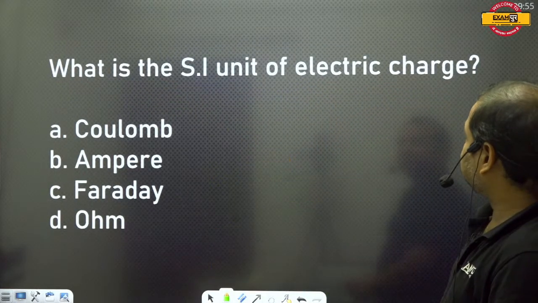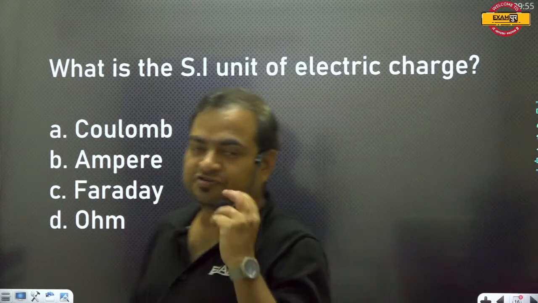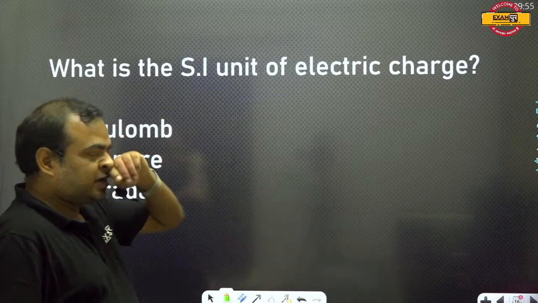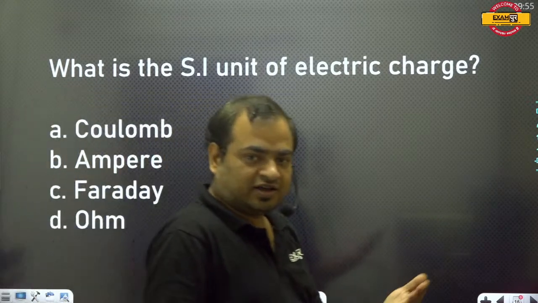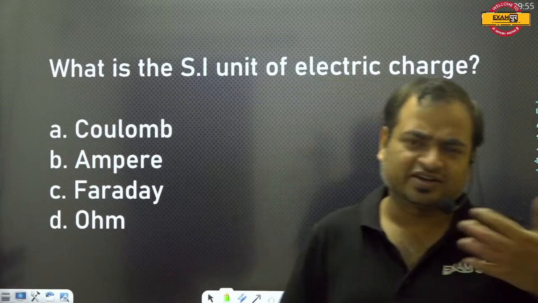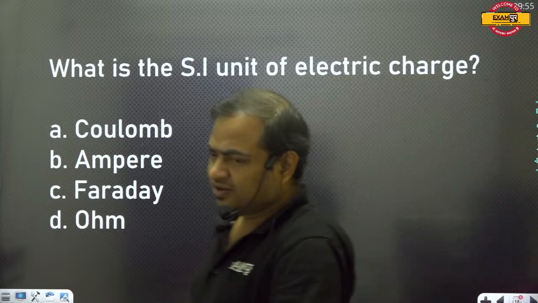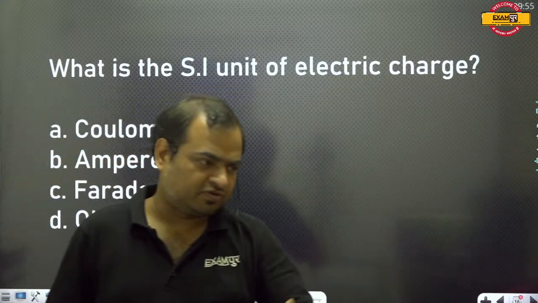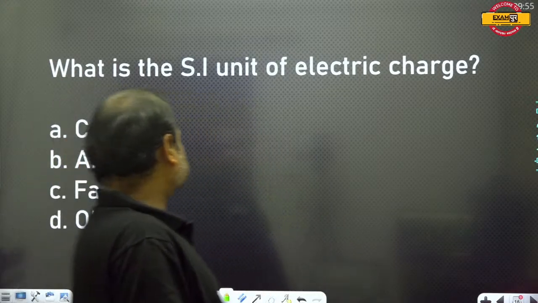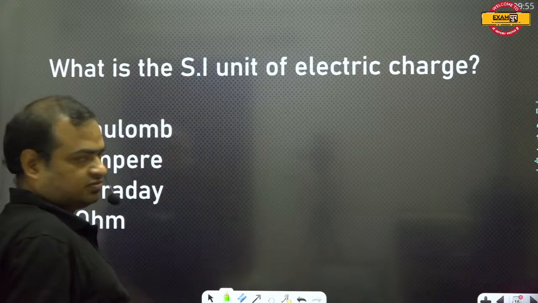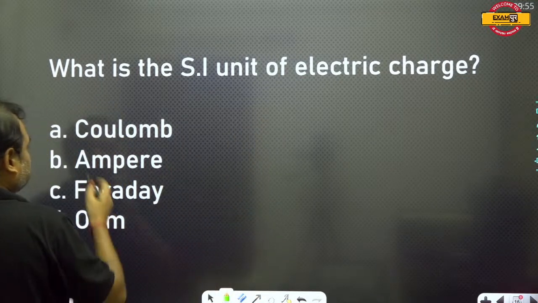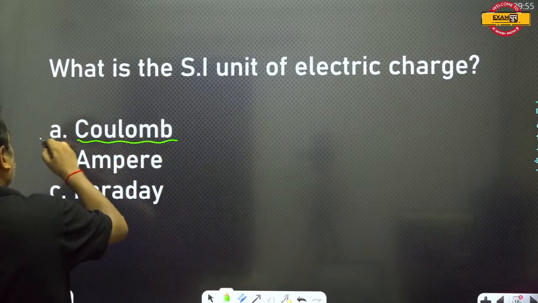What is the SI unit of electric charge? This is a very simple question, but it has already been asked in SSC CGL, CHSL, CPO, and in railways also. Certain exams are conducted by the railway recruitment boards for group C and group D, and such types of questions are asked in these exams also. So what is the SI unit of electric charge? The correct answer is coulomb.